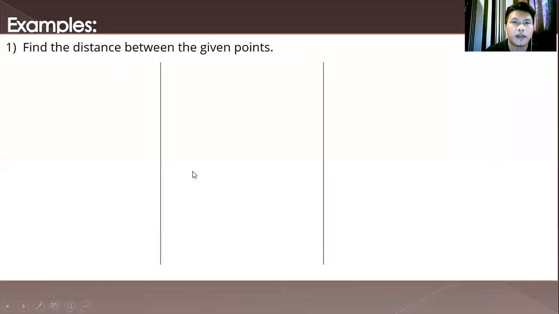Find the distance between the given 2 points. For letter A, we are given x, which is negative 2 comma 1, and y, which is negative 3. We have to find the distance between x, y.